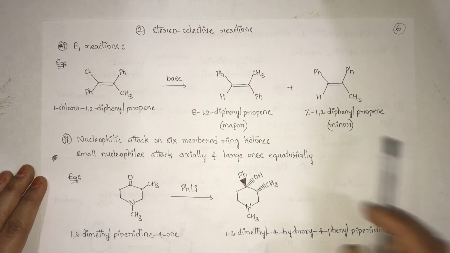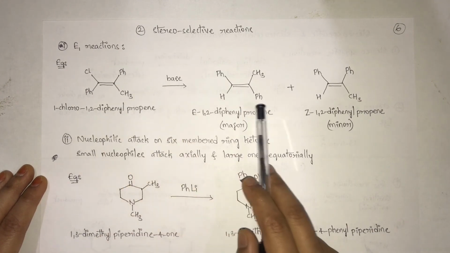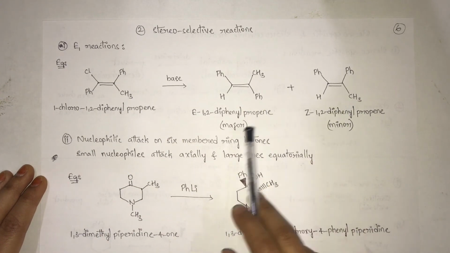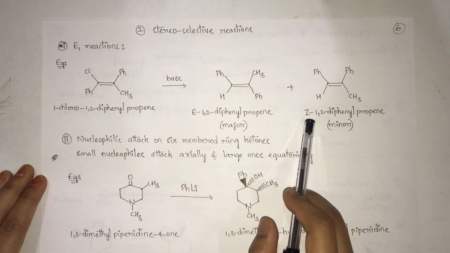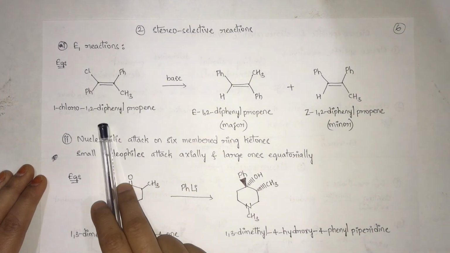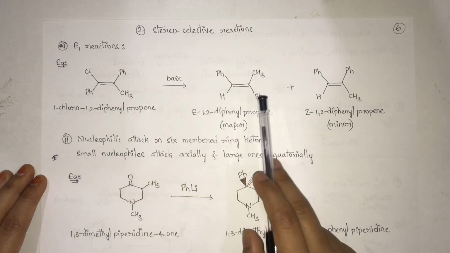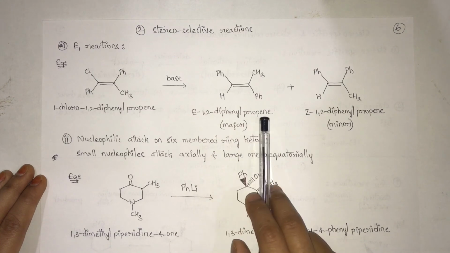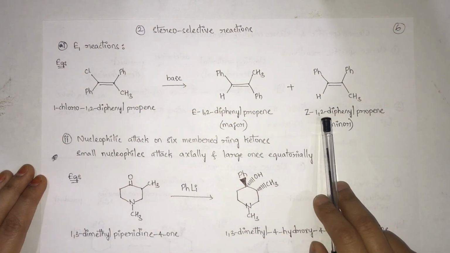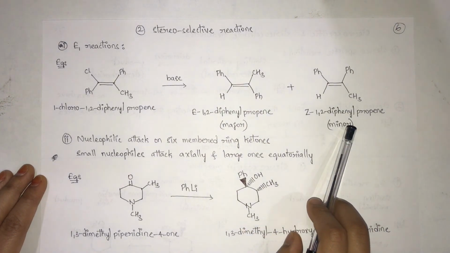Stereoselective reactions. First one, the E1 reaction. So here we can see two types of products we got. One is major and another one is minor. One is the E configuration, another one is the Z configuration. For example, here I am taking 1-chloro 1,2-diphenyl propane as my starting material and treating with base. Then we are getting the E configuration compound, 1,2-diphenyl propene, and the Z configuration compound, 1,2-diphenyl propene. One is major, another one is minor.